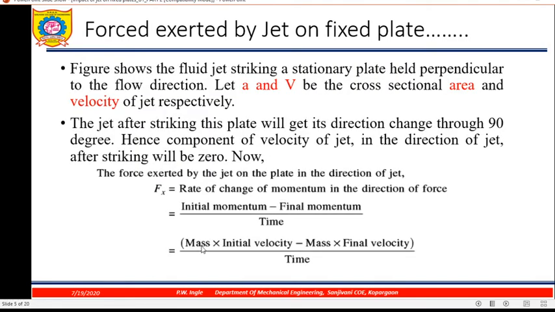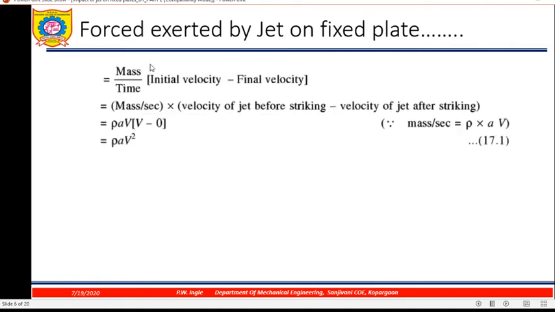So you are getting mass upon time equal to initial velocity minus final velocity. Here you can see the equation. It is the rate of change of momentum in the direction of force. This is the impulse momentum principle. So initial momentum minus final momentum upon time. What is momentum? Mass into velocity. Therefore, mass upon time in bracket initial velocity minus final velocity.